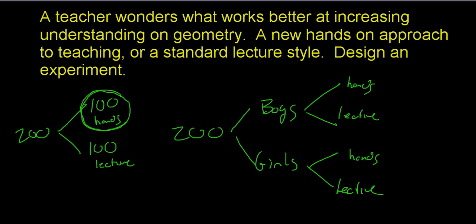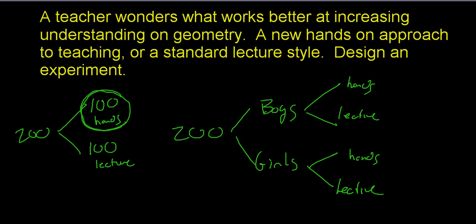Lastly, I can design a matched pair design where I pair people together for a lot of similarities. So I'm going to pair Emily and Joanne together. They're both girls. They both are very smart. They both have very high IQs, and they are very good math students. Then one of them gets the hands-on approach, one of them gets the old standard lecture style.